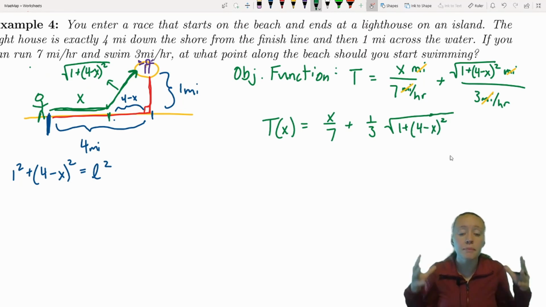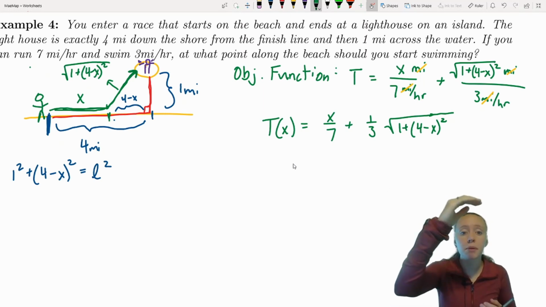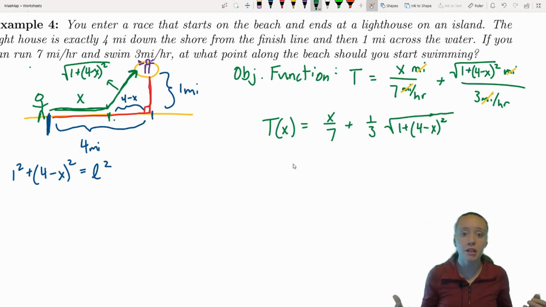Now what I need to do is minimize the time it's going to take me to race. So I need to find that point x where I'm going to jump in and start swimming to get the least amount of time spent racing. So I'm going to take the derivative of my time function to figure out those critical points. And I may have a couple critical points. I may see when my time is at a maximum, and I may have a time that's at a minimum. And I want that minimum time.